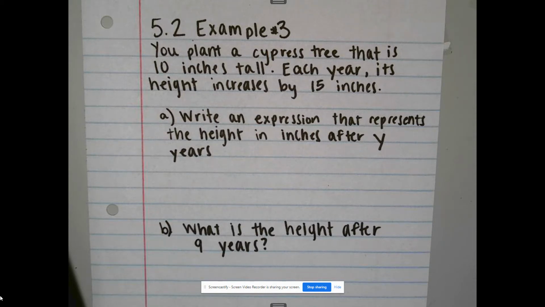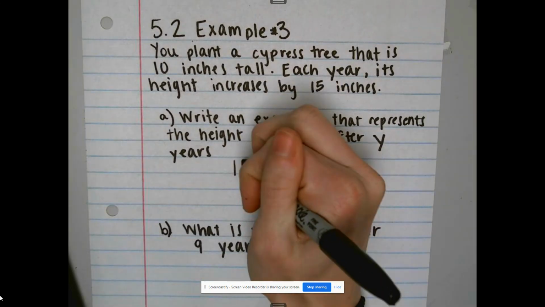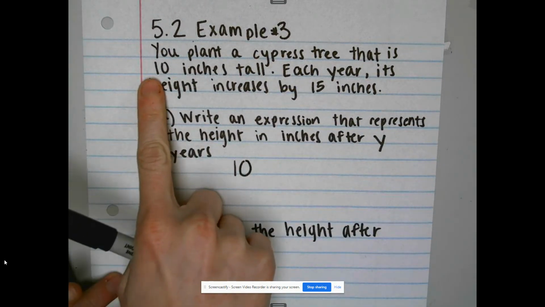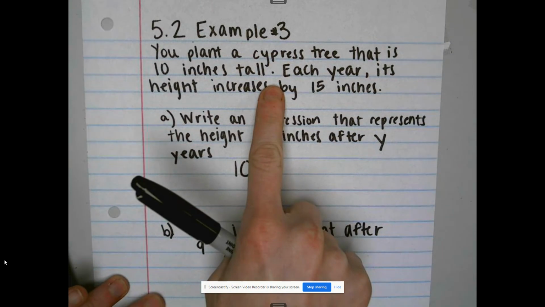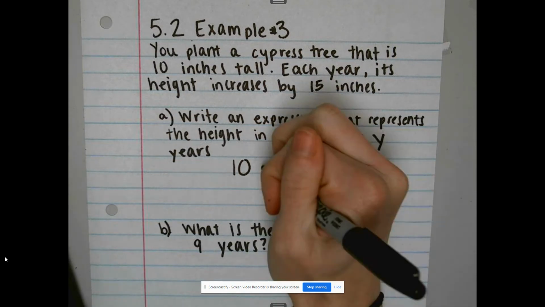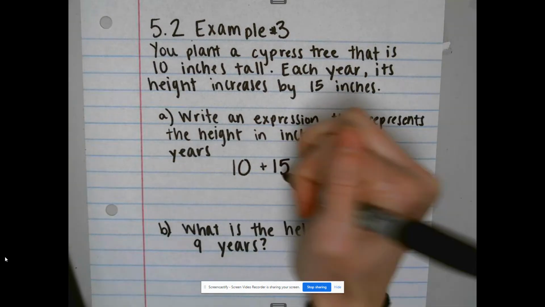So when I have to write an algebraic expression that represents the height in inches after y years, I know that I'm going to start with 10. Because as you can see up here, the tree's already 10 inches tall when it is planted. And then every year we are going to add 15 inches. Now I am going to add 15 here.